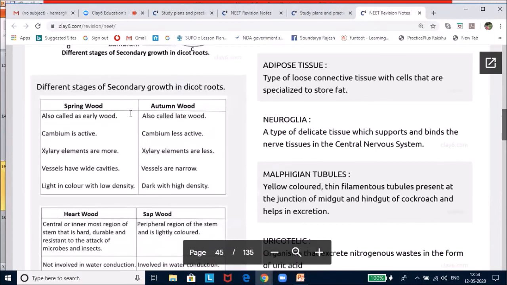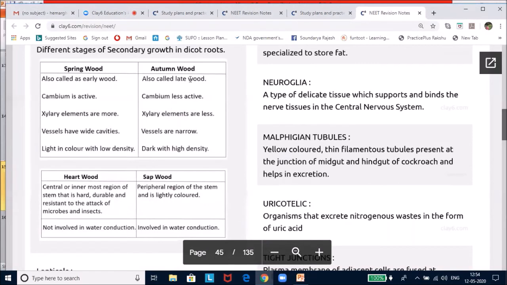Now, let us look at some of the differences: spring wood and autumn wood. Spring wood is called the early wood. Autumn wood is called the late wood. In spring wood, cambium is active; in autumn wood, cambium is less active. Xylary elements are more in spring wood. They are less in autumn wood. Vessels have wider cavities in spring wood; vessels are narrow in autumn wood. Spring wood is light brown in color with low density. Autumn wood is dark with high density.